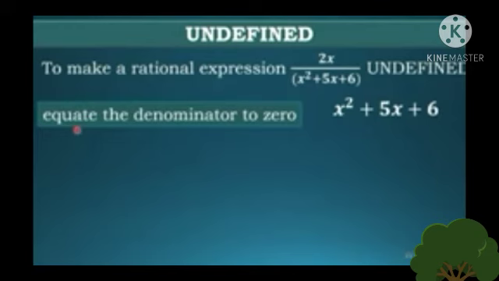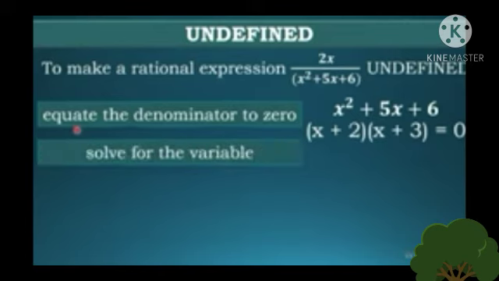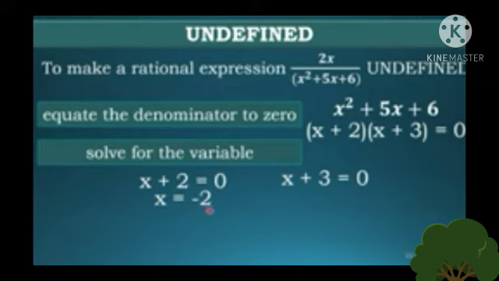Next, to make 2x over x squared plus 5x plus 6 undefined, again, first equate the denominator to 0. So we have x squared plus 5x plus 6. We know that x squared plus 5x plus 6 is factorable. So we will have x plus 2 times x plus 3 is equal to 0. This x squared plus 5x plus 6 is a general trinomial that we can factor. Next is to solve for the variable. Since we have two factors here, two values of the variable are restricted.